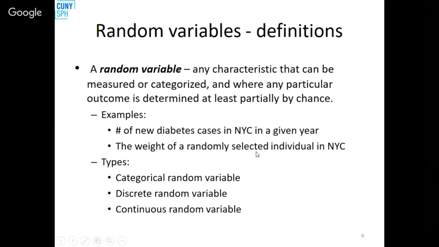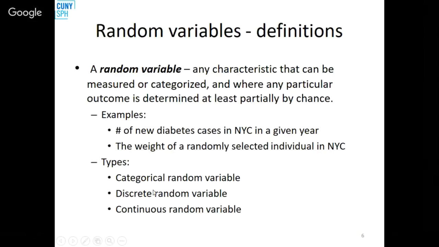Or the weight of a randomly selected individual, also a random variable. So the important thing about both of these things is that it is something that is measurable. And if you measure it, you will observe a particular outcome. But until you measure it, there are a range of possible outcomes that you might observe. And this is what makes it a random variable.